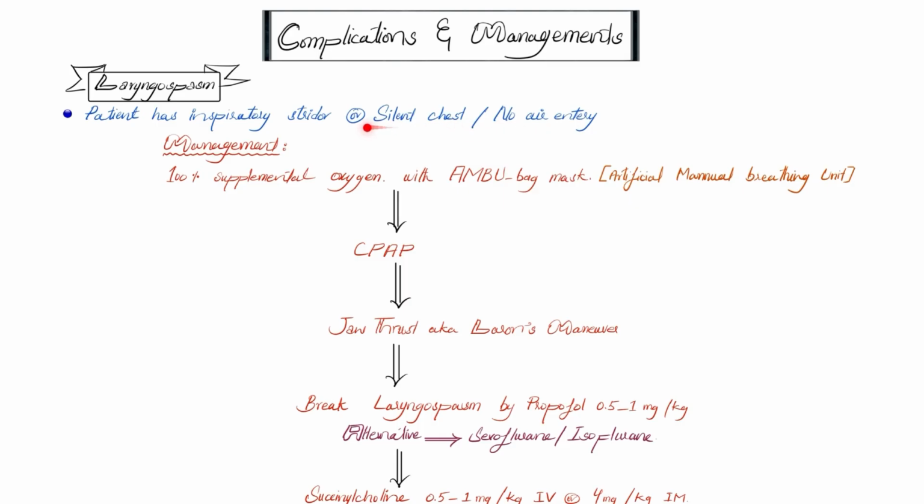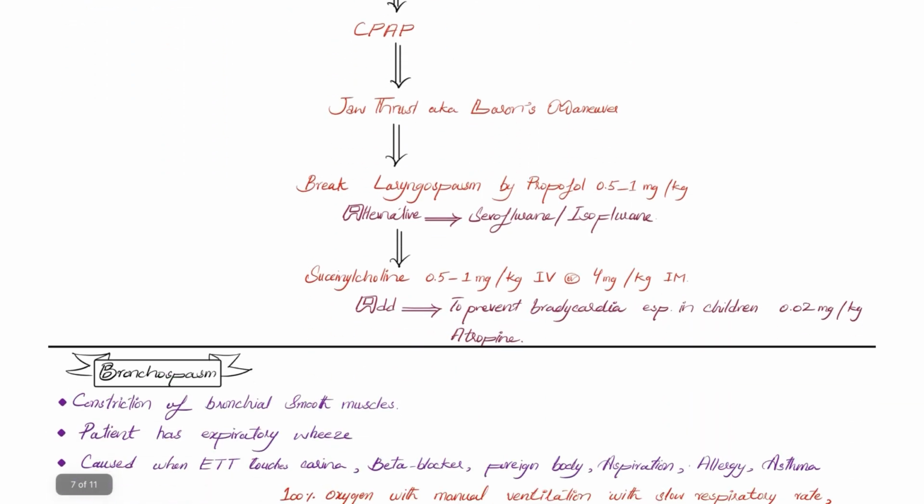So first and foremost, you have to call for help, during which you have to give 100% supplemental oxygen with an AMBU bag mask. AMBU stands for Artificial Manual Breathing Unit. You can give continuous positive airway pressure, and perform jaw thrust, which is also called Esmarch maneuver. Jaw thrust is performed to prevent the backfall of the tongue, which may block the airway.